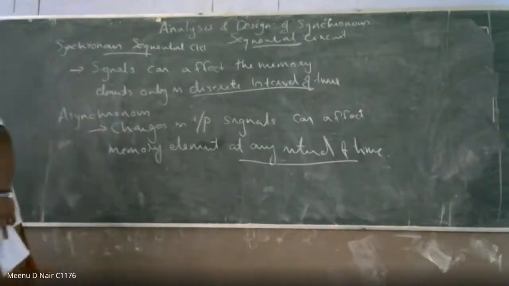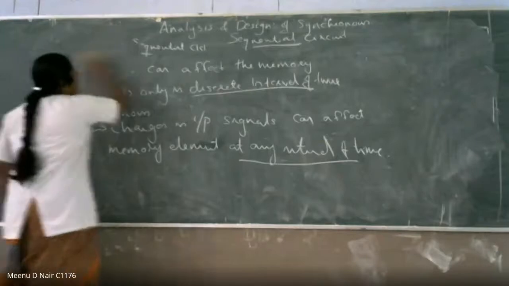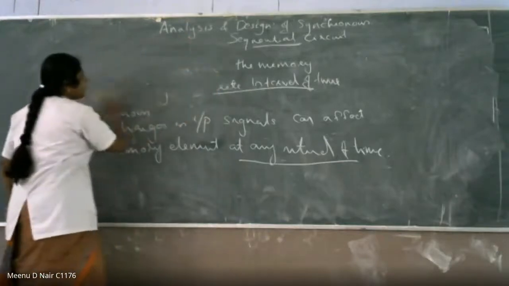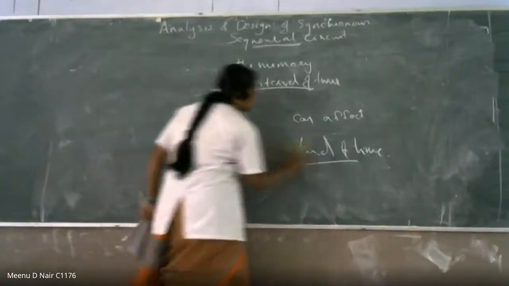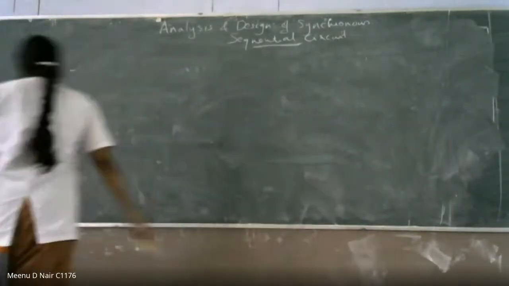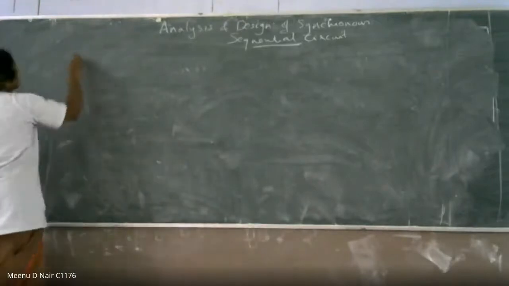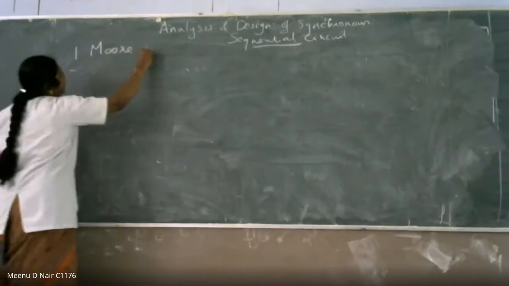Then one more thing we have to see here. Both in synchronous sequential circuits and asynchronous sequential circuits, you have to study about the two models. So they are the Moore model, first one is Moore, M-O-O-R-E, Moore model.